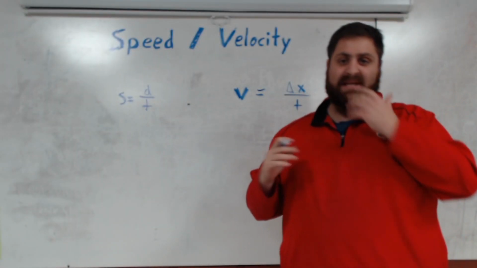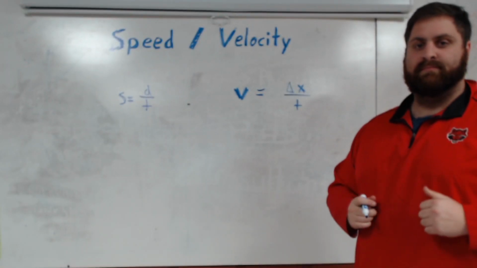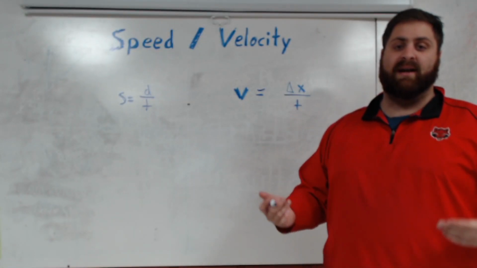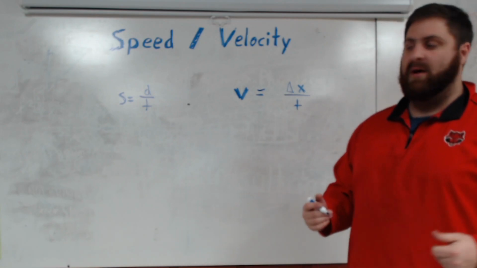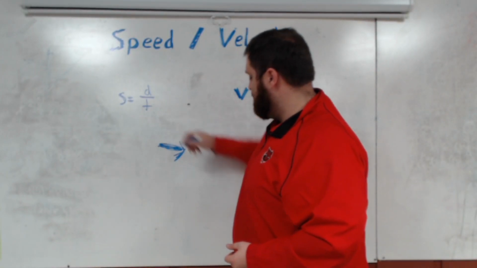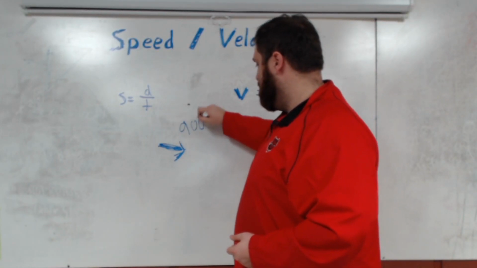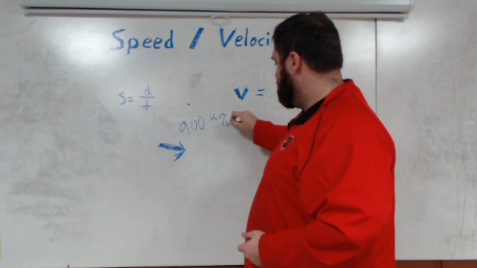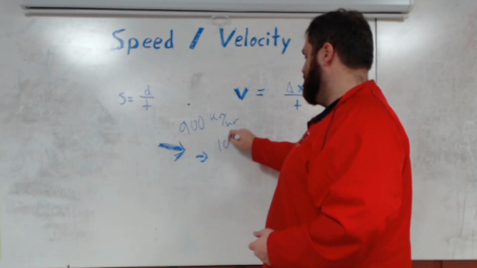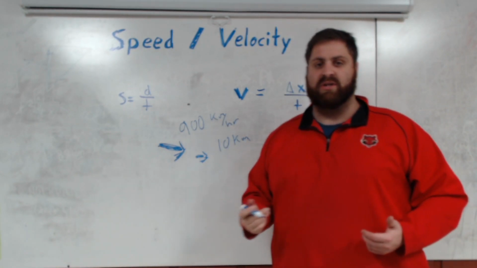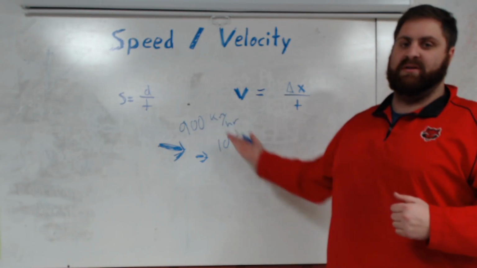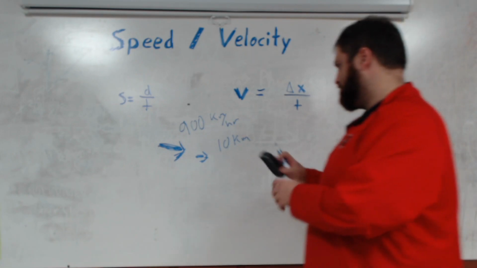A very similar case to this, but let's say that the wind is not going against you. Let's say it's going with you. So let's say that you were traveling in the same plane, 900 kilometers per hour this way, and the wind was also going 10 kilometers per hour in the same direction. If they're going in the same direction, what do we do? We add them together. So this would be 910 kilometers per hour.